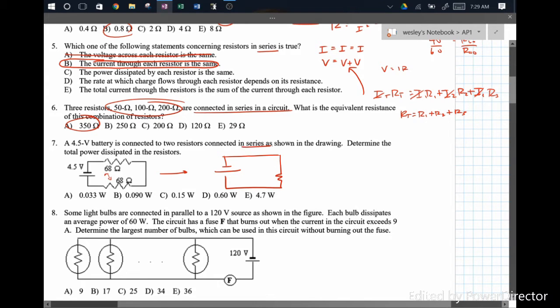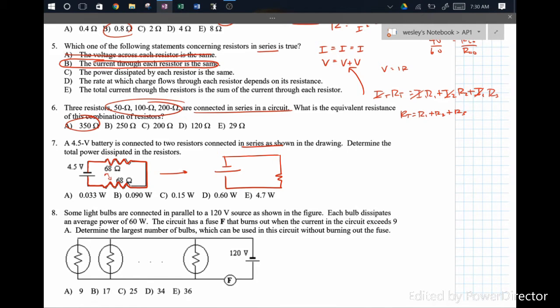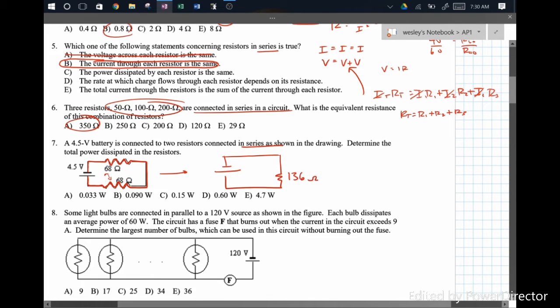Now, 1, it says there in series. 2, if we follow this circuit, I have to go through both resistors. If you have to go through both of them, that means they're in series, which means we add them together to get their equivalent resistance. So 68 plus 68 is 136. There we go. So we have 136 ohms, 4.5 volts.